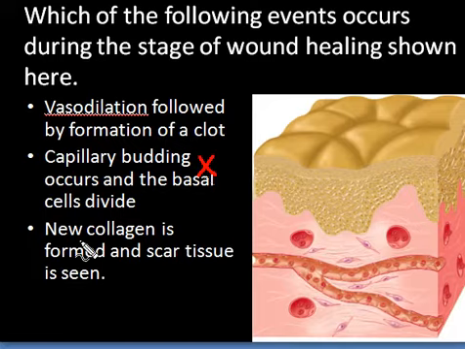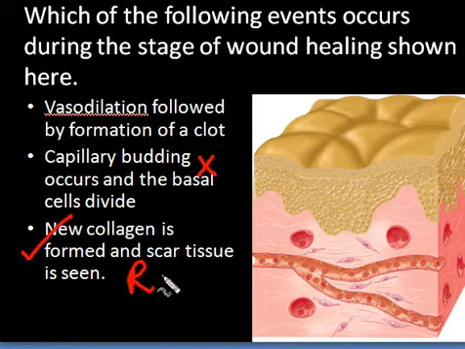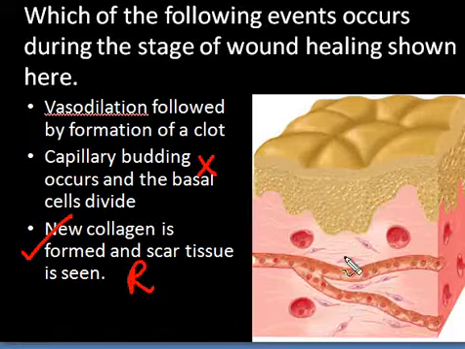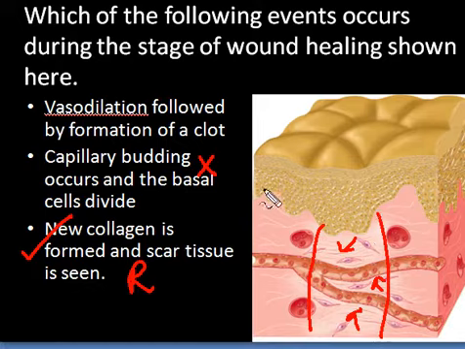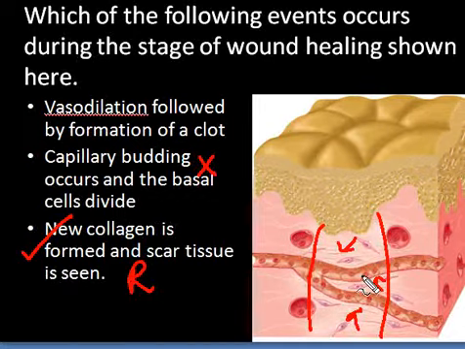And the third one, which says new collagen is formed and scar tissue is seen. And this is the last stage, which is the remodeling phase. And that is what is seen here. So you can see this is the area of new collagen and scar tissue. You can see everything has otherwise come back. The wound surface has healed up here. The blood vessels are continuous. So this looks more or less normal. So this is the last stage of wound healing, and therefore that is the correct answer for this.